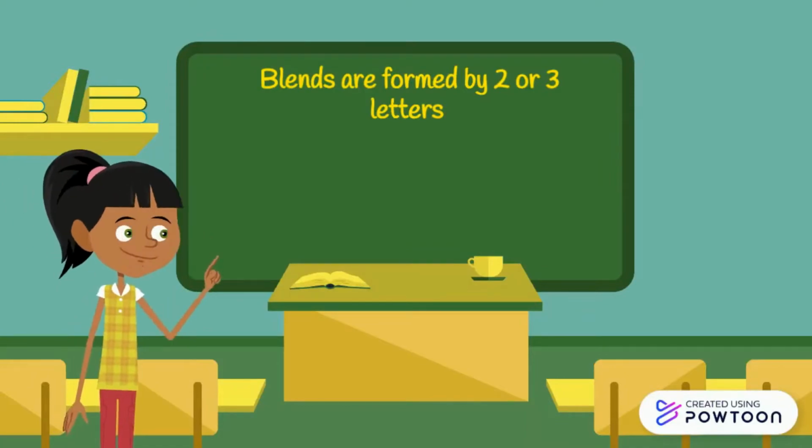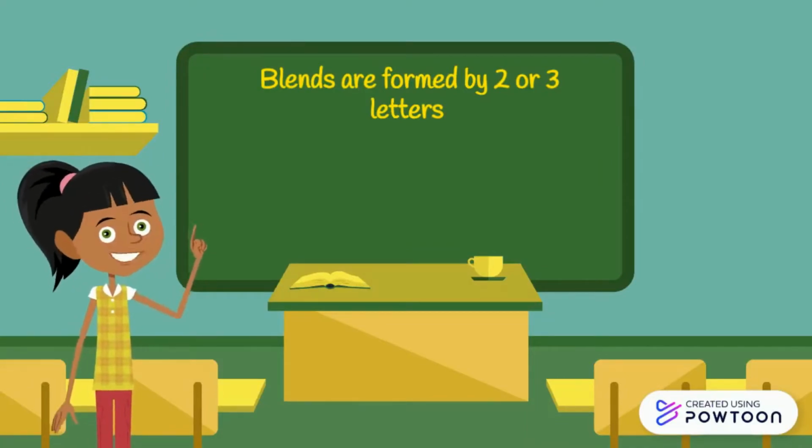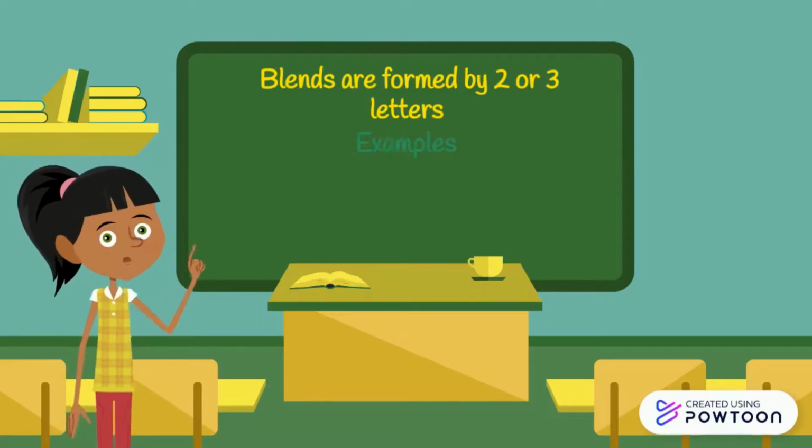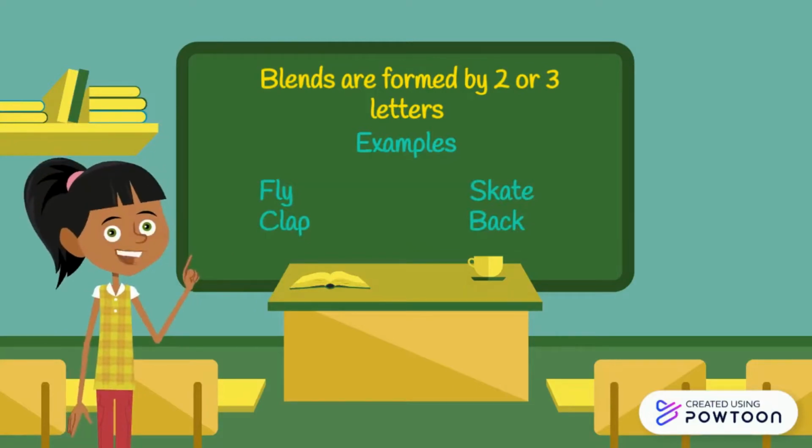Those blends are formed by 2 or 3 letters to create a distinct consonant sound. The original sound of each letter is still heard, but they are combined quickly and smoothly together. Here are some examples of common blends: fly, clap, skate, and bag.